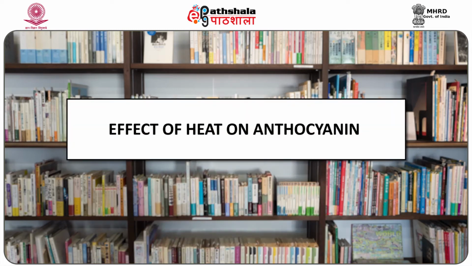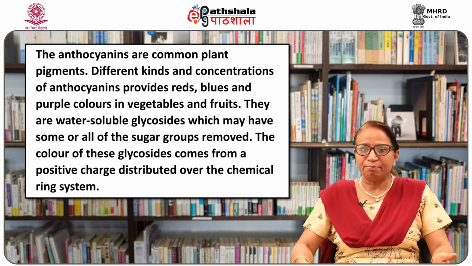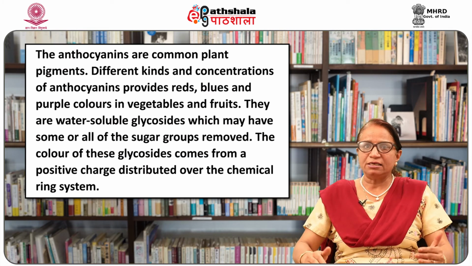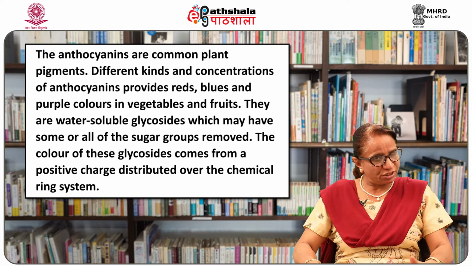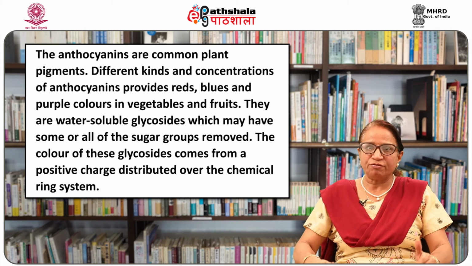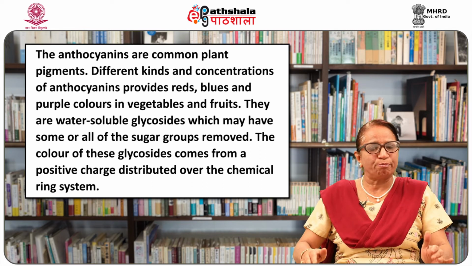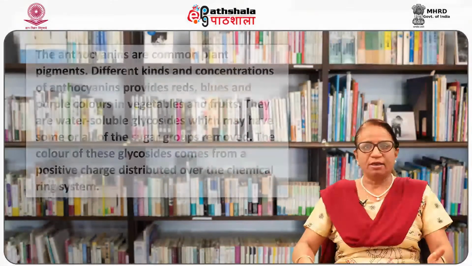Let us know the effect of heat on anthocyanins. The anthocyanins are common plant pigments. Different kinds and concentrations of anthocyanins provide reds, blues and purple colors in vegetables and foods. They are water soluble glycosides which may have some or all of the sugar groups removed. The color of these glycosides comes from a positive charge distributed over the chemical ring system.